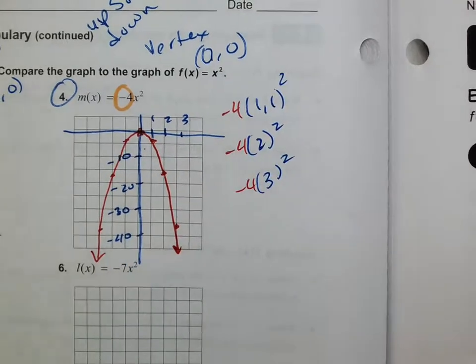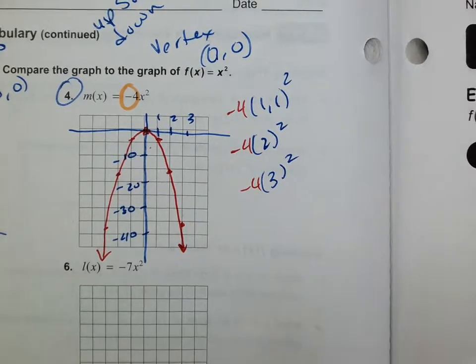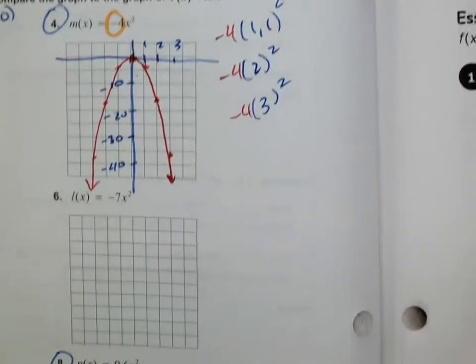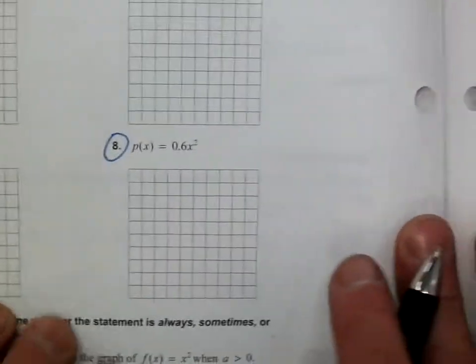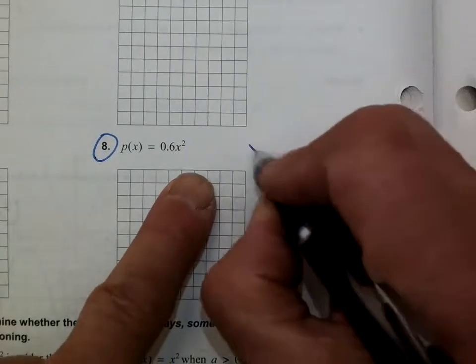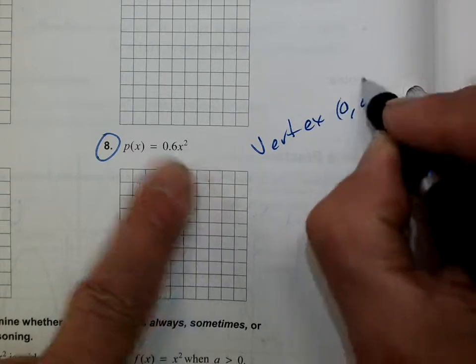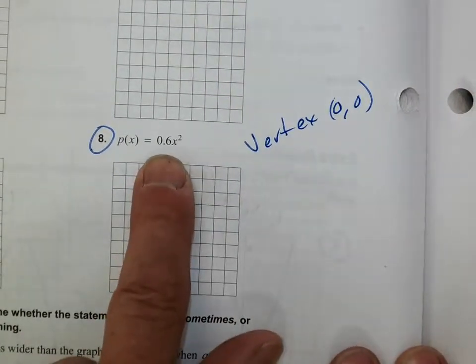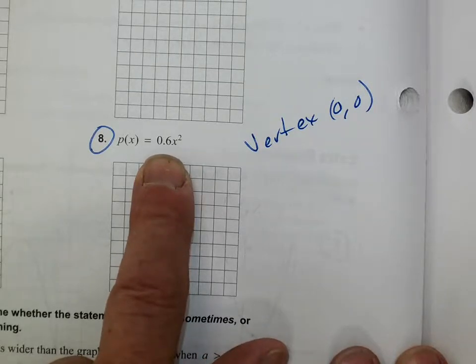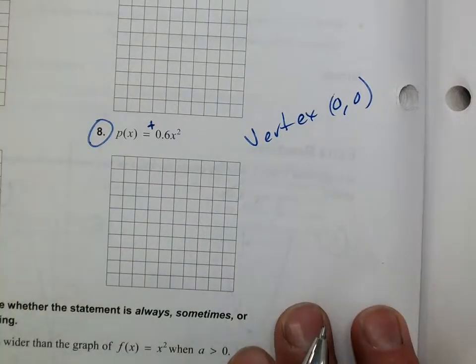All right, let's do one last one. Let's do number 8. Slide up to 8. So again, let's start right here at the easy part. Where's my vertex? It is 0, 0, right? Is this one going to be a smiley face or a frowny face? Smiley face, because it's positive, right? There's a positive 0.6, so it's a smiley face.